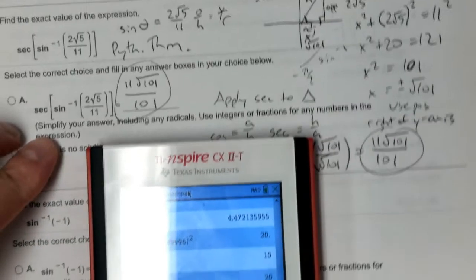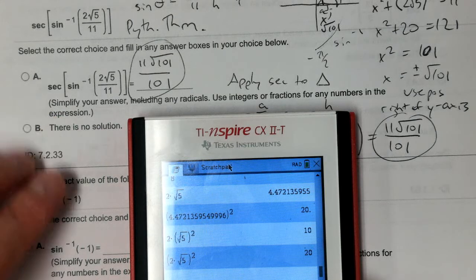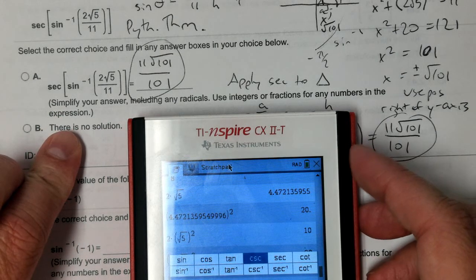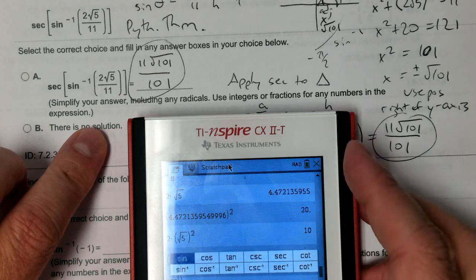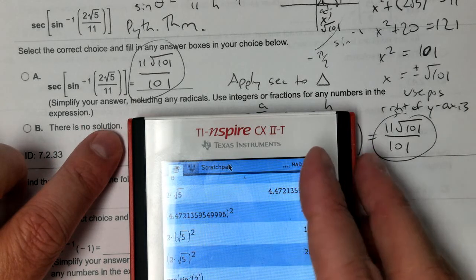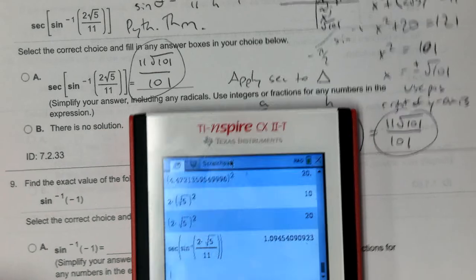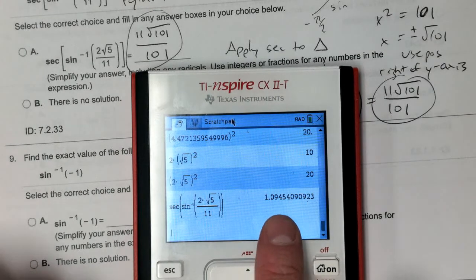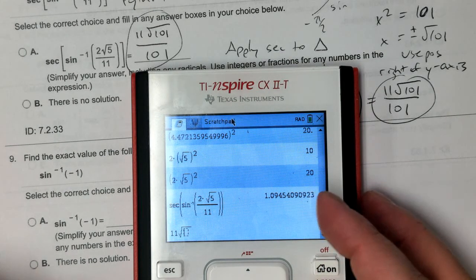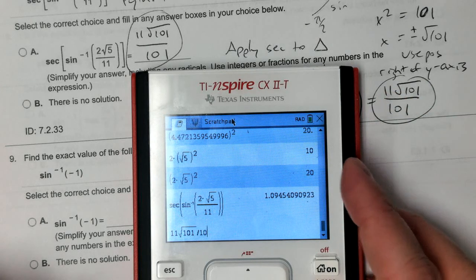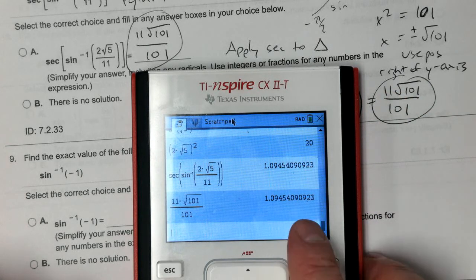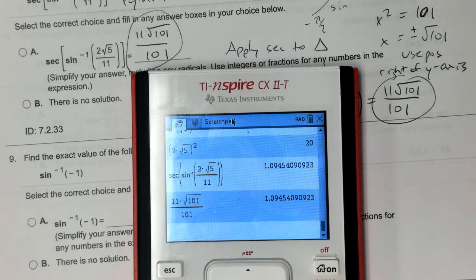And let's just double check. So if we do secant of inverse sine of 2 square root of 5, go to the right, then divide by 11. That gives me this random decimal. And if I do 11 square root of 101 divided by 101, that gives me the exact same thing. Like every decimal place matches. And so that's how you can check your answer. Any questions?